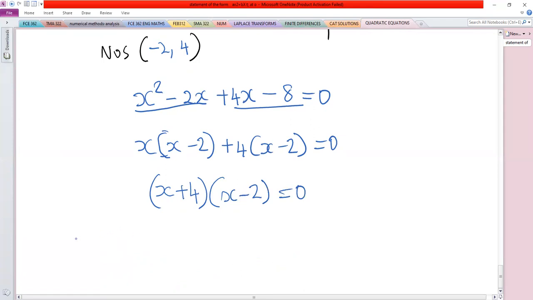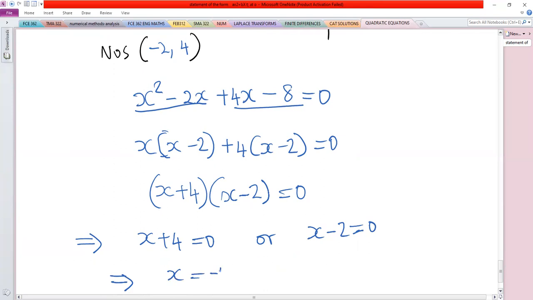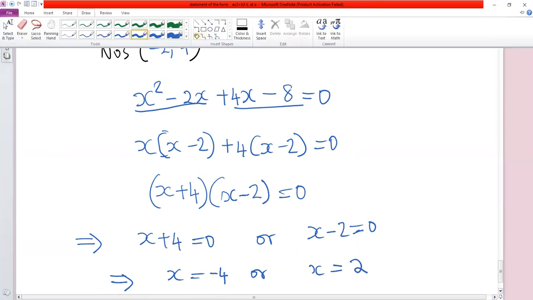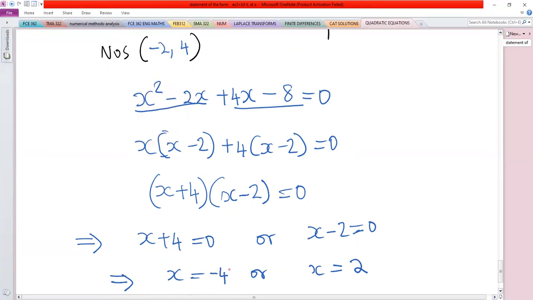So this implies that either x plus 4 is 0 or x minus 2 is 0. This is the zero product property of real numbers. So this will give us x equals minus 4 or x equals positive 2. So therefore, these are the solutions to the given quadratic equation, minus 4 and positive 2.